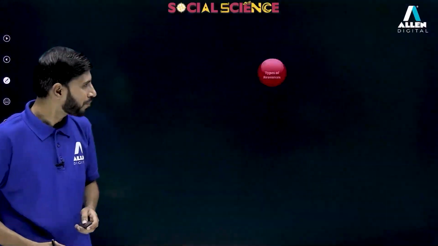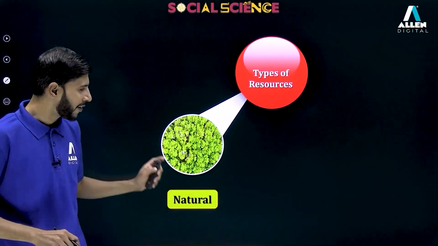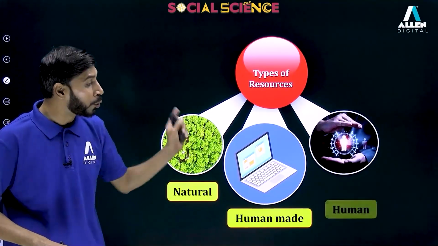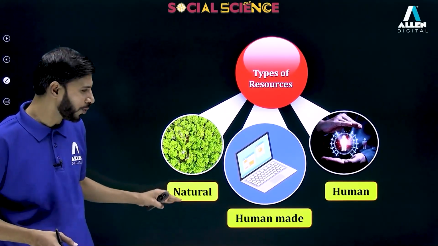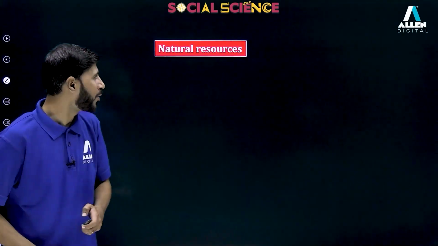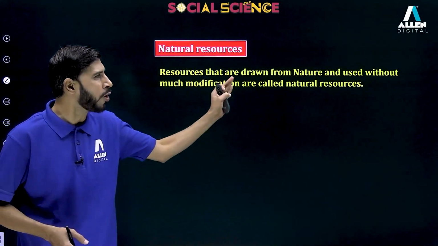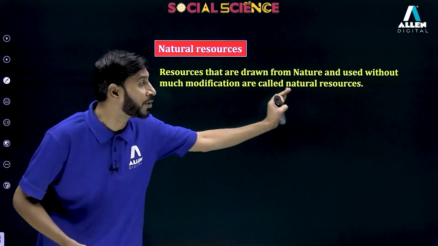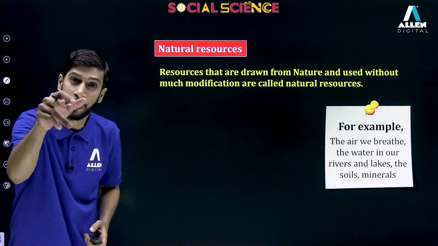Okay? So types of resources. Now let's talk about the types of resources. So we have natural resources, we have human-made resources, and we have human as a resource. So what we are going to understand is, what is natural resource, human-made resource, and human as a resource. Okay? So natural resource. So what are natural resources? Resources that are drawn from nature and used without much modification are called natural resources. The resources which we get directly from nature and which are used without modification.